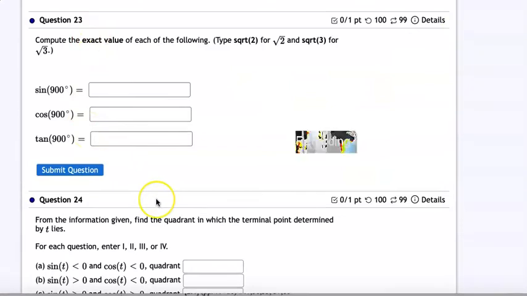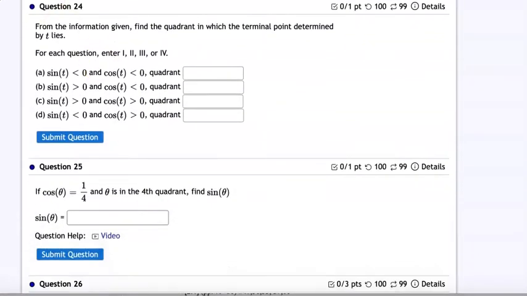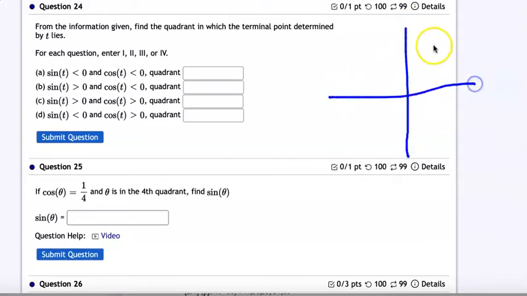So now let's look at number 24. For number 24, it says to enter 1, 2, 3, or 4 using Roman numerals. This goes back to which quadrant are we in. So let's review the quadrants again. Here's quadrant 1. In quadrant 1, if you move to the right, that means that your x values are positive, and that means your y values are positive because you move up.